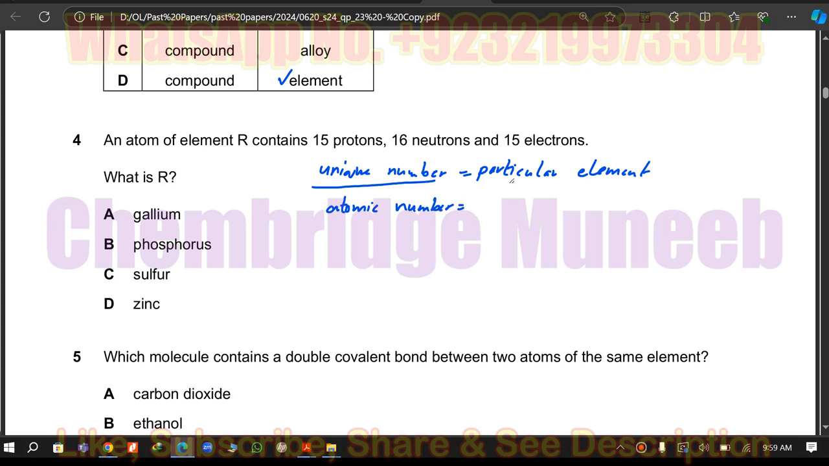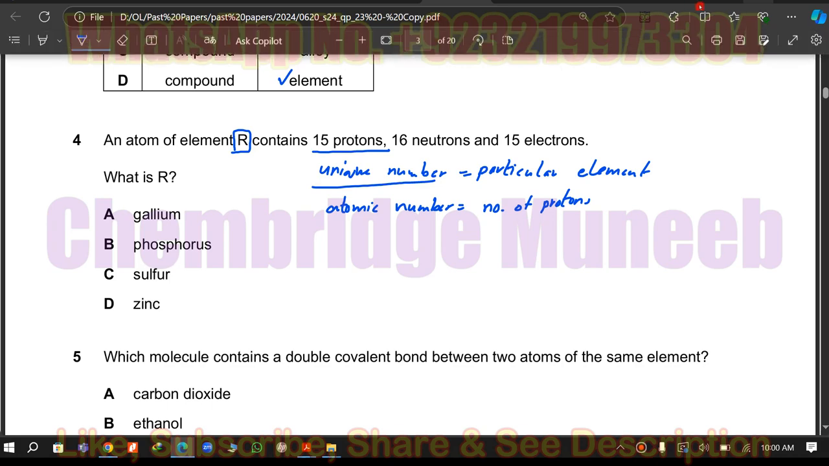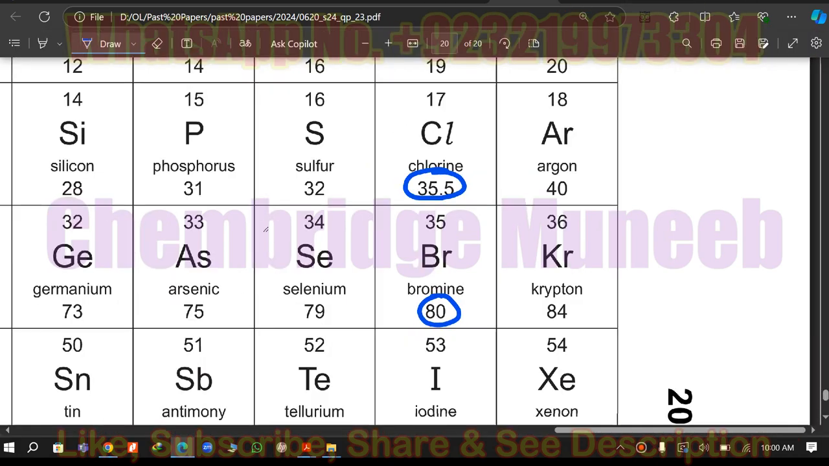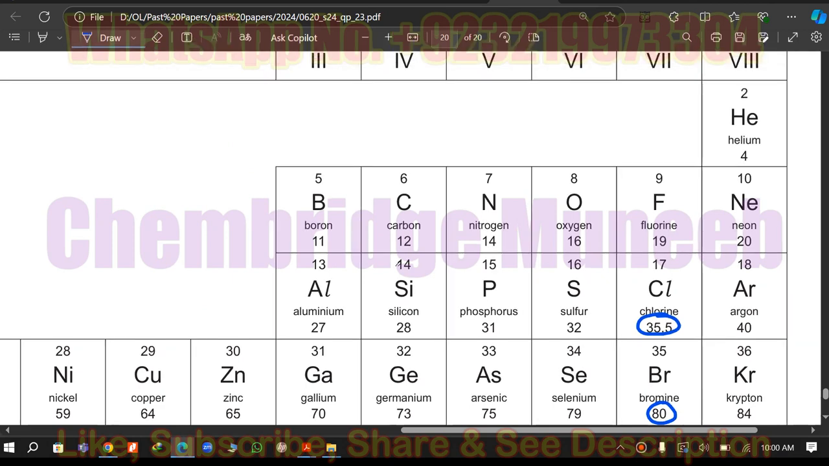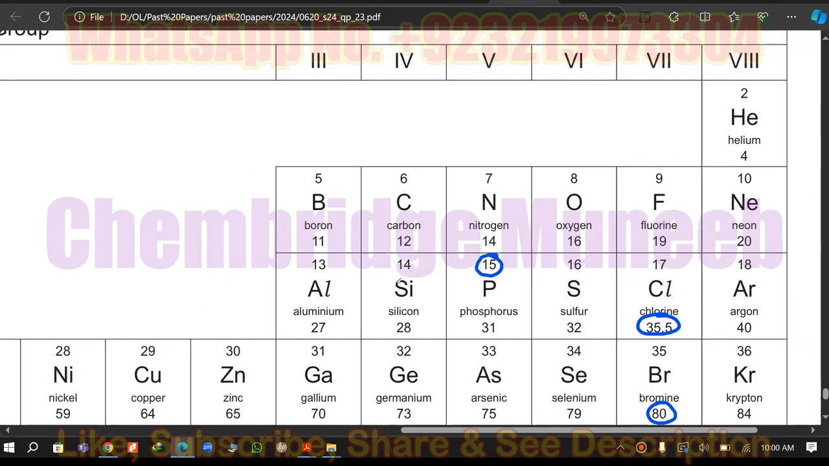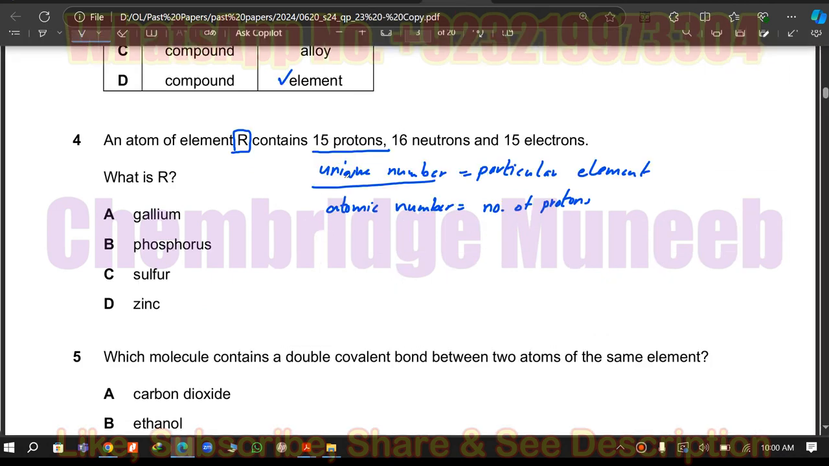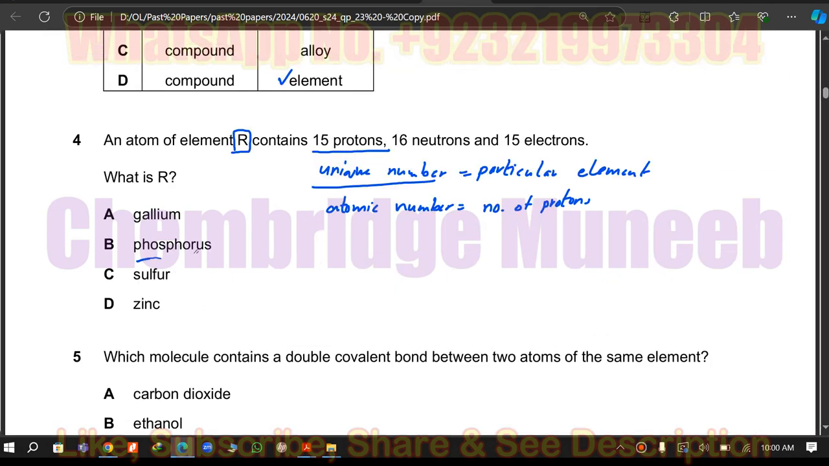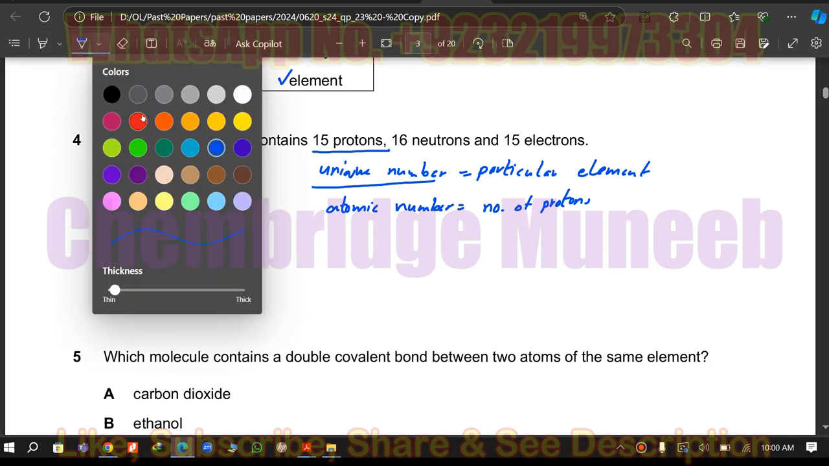Atomic number is always different for every element, and atomic number represents the number of protons in the nucleus of an atom. So for this element R, which is not the right symbol, instead it is an unknown element, the number of protons is 15, and when you check this in the periodic table you find that atomic number 15 belongs to element P, phosphorus. So that's how we know that this is the phosphorus element here, and the right option becomes B.